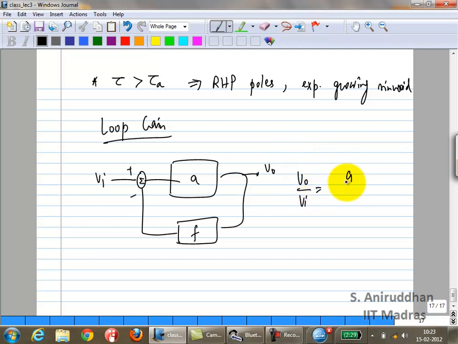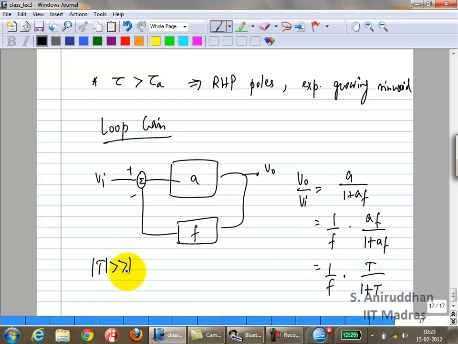We know VO over VI is A over 1 plus AF. This we can write as 1 over F times AF over 1 plus AF. So this is basically 1 over F times T over 1 plus T. And we know that T is the loop gain of the system. And you know that if your loop gain is very small, what is VO over VI? It's just A, right?